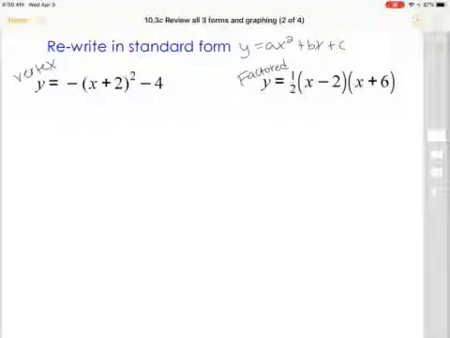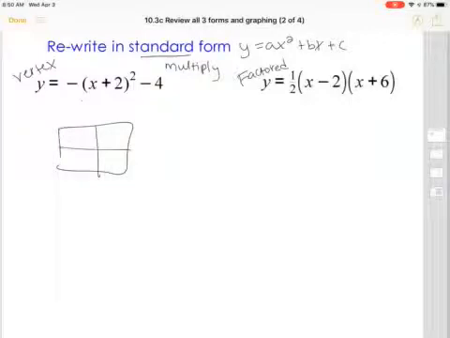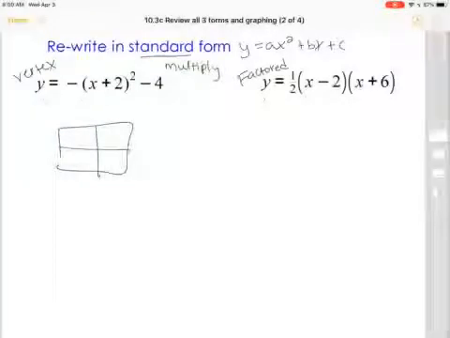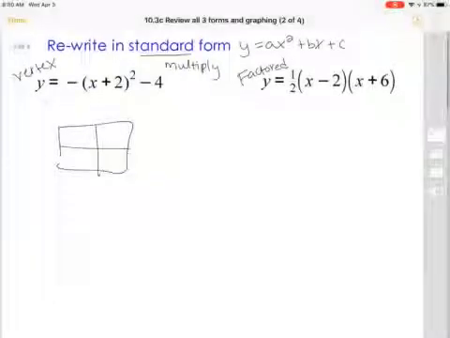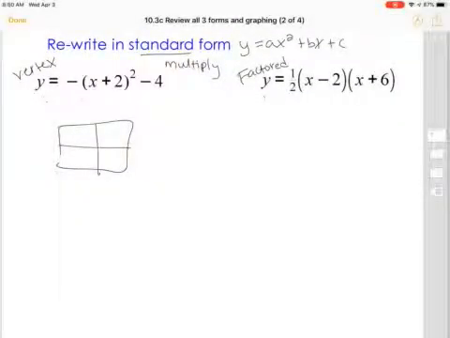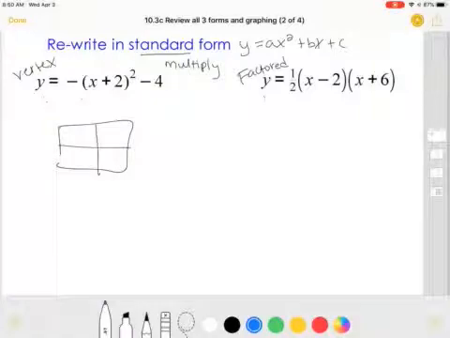When we are looking at our vertex form and our factored form, if we wanted to rewrite it in standard form, all we would have to do is multiply it out, right? Multiply our vertex or our factored form out. You could use the box method for that, or you could use the arrows. It really doesn't matter which one you pick. So let's just practice with our factored form. I'm not going to use my box. I'm going to practice with my arrows for distribution.